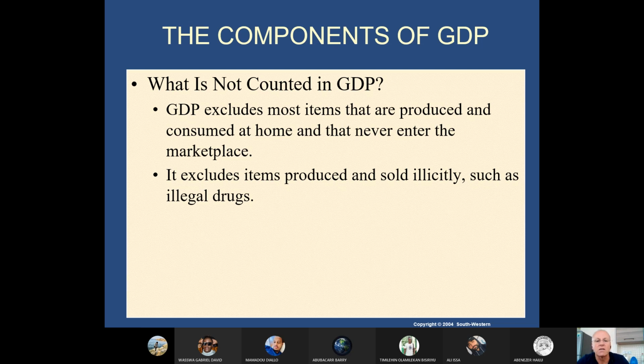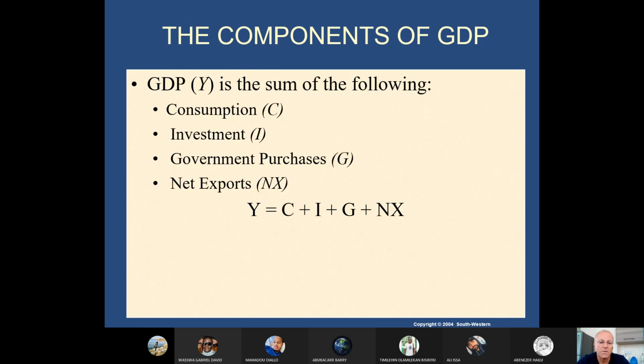We are only concentrating on the legally produced goods and services, which are subject to tax. If it is not, then you are not going to calculate it for the GDP. When we look at the GDP to understand its components, let's have a look.